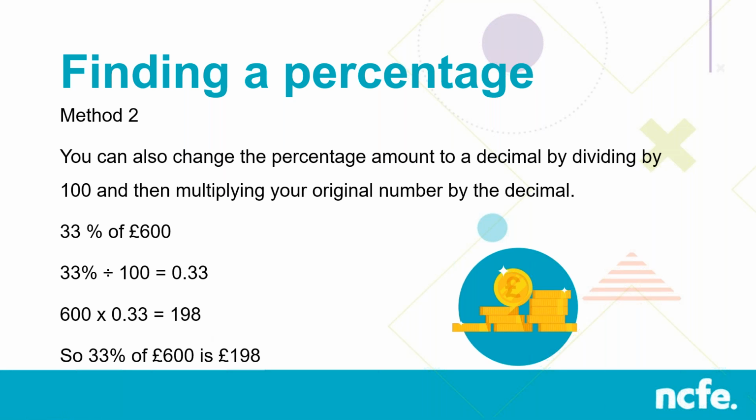So in our particular example, if our costs were 33%, so our costs are £198, then in order to find our profit, we would do 600 minus 198, which would give us £402.